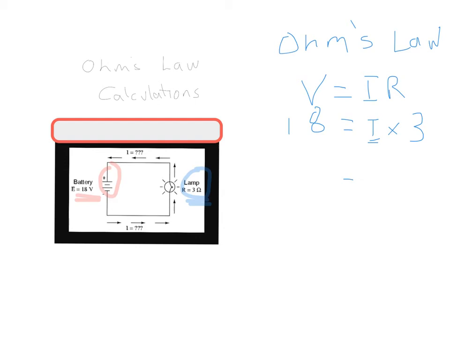And now we have a simple equation which we need to manipulate and rearrange to get I by itself. So I've got 3 times I on one side, and I have 18 on the other side. To get the I by itself, I divide both sides by 3. Cancel those out, and I'm left with I equals 18 over 3, or 6, and the standard unit for I is amps. And that is a simple calculation of how we solve Ohm's law.